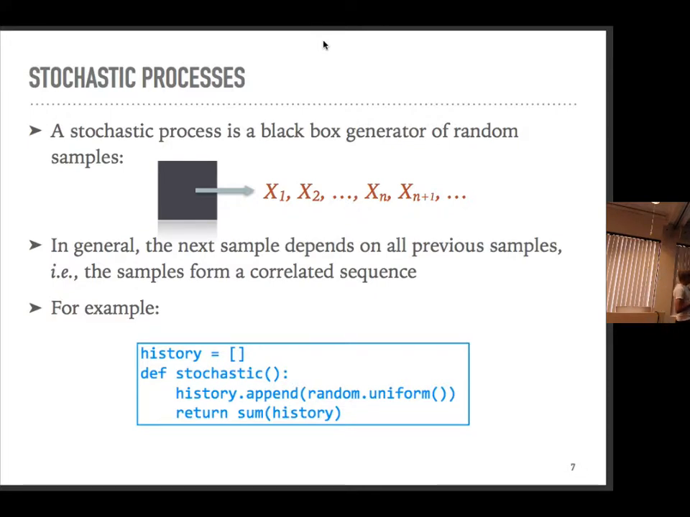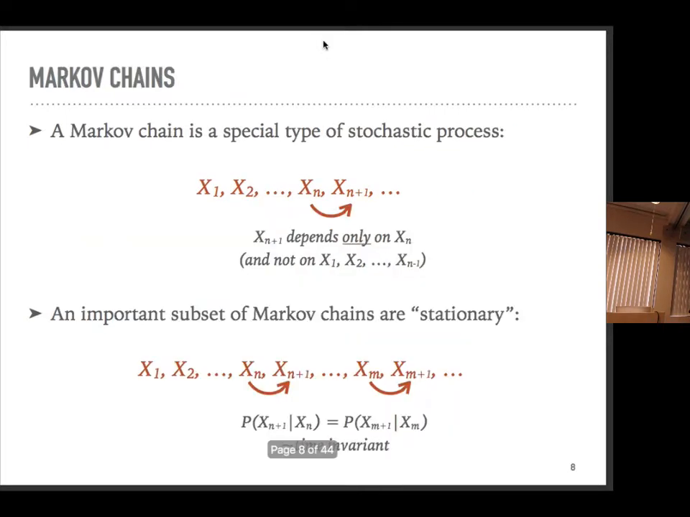So here's a little Python snippet that generates a very correlated stochastic sample. I make a history array, which is empty. Every time I call my stochastic function, I add a random number to the history, and then I return the sum of the history values so far, or the mean, or anything. You can clearly see each number that comes out is going to depend on the full history, and the history just remembers every value it's seen so far. So that's an example of a stochastic process. It's stochastic because I'm adding random numbers, and it's fully correlated because that's how I constructed it.